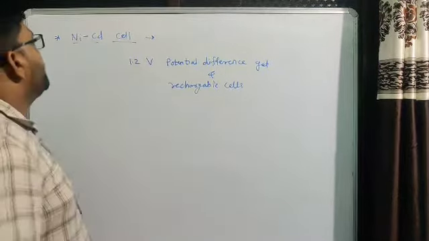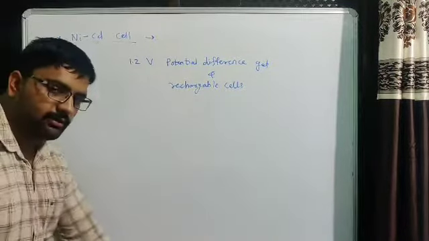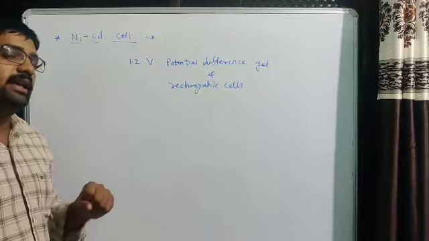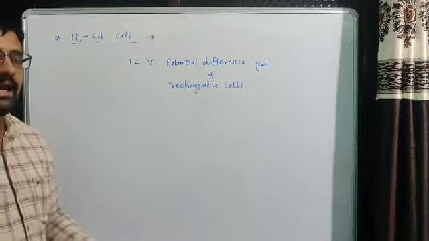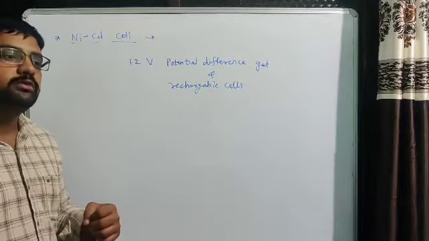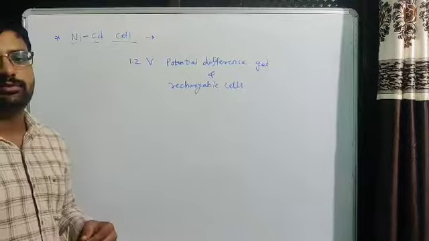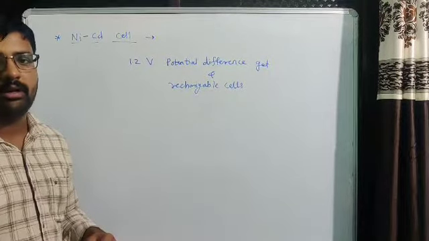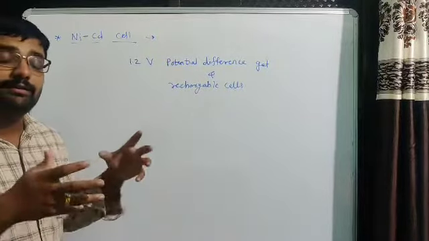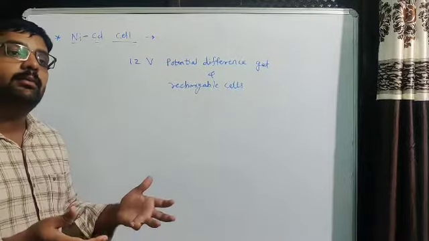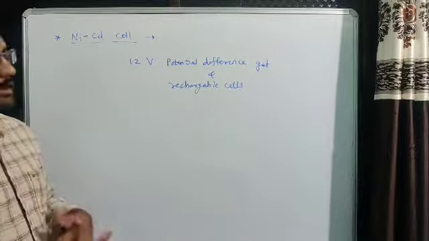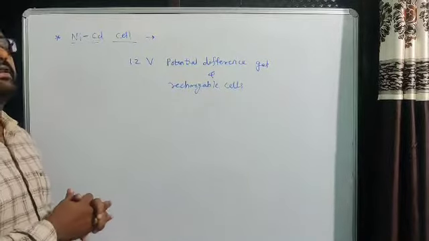Now another type of cell is the nickel cadmium cell. Generally this type of cell is used in electronic gadgets, devices that we have to carry from one place to another. In our day-to-day life we use different types of electric gadgets, and in such devices nickel cadmium cells are used.